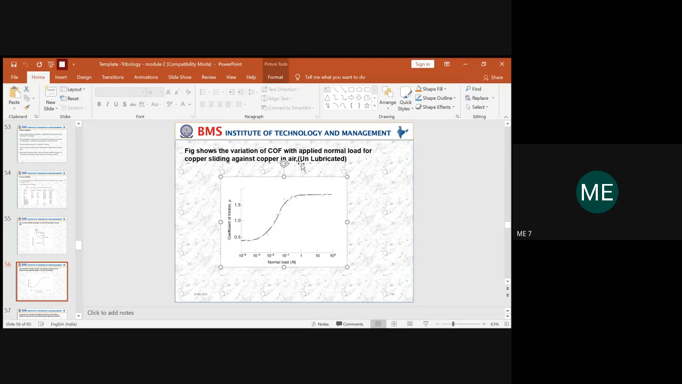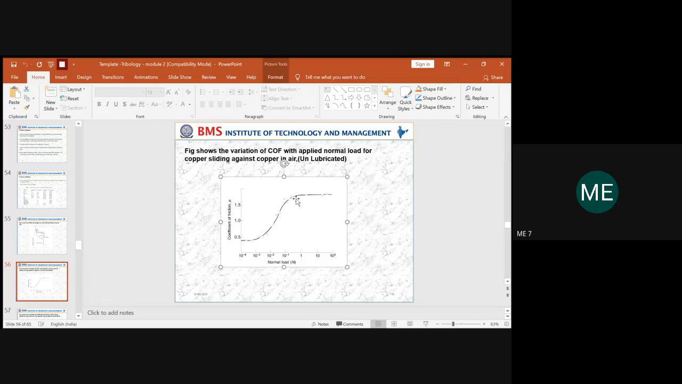So in that case, when you don't have a lubricant and you apply a particular normal load across the rolling or sliding movement of the mechanical component, how does the coefficient of friction vary? As the load increases, you can see that the coefficient of friction increases drastically. When the normal load is almost near 1 Newton, from there onwards the coefficient of friction stays stationary.